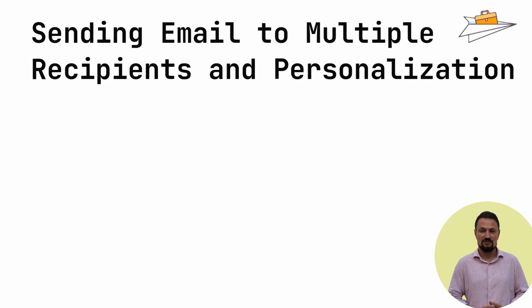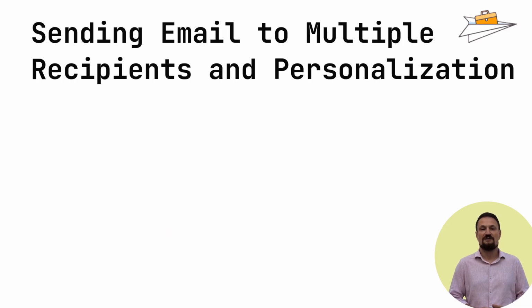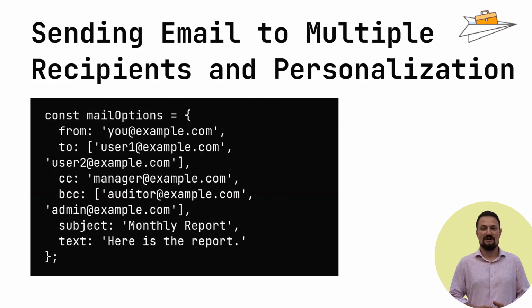Sending email to multiple recipients and personalization. Sending emails to multiple recipients is a common objective and should be done right. When sending emails, you can include to, the main recipients; CC, recipients who get a visible copy; BCC, recipients who get a blind copy. Each of these fields can contain several email addresses. Here's how this looks using NodeMailer, and a few quick tips for working with multiple recipients.